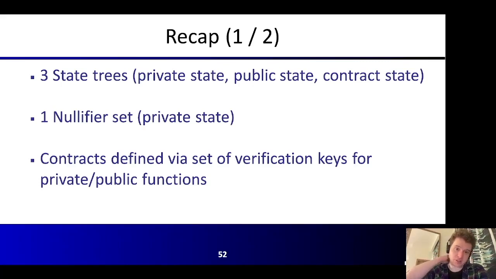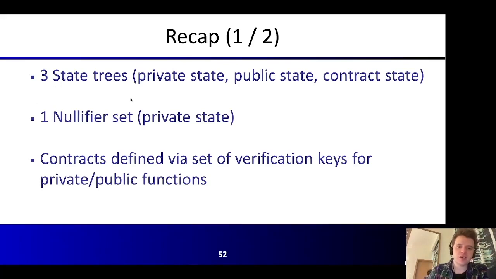So to start with, to recap the data structures that are represented in this layer 2, we're going to have a state tree for private state, a state tree for public state, and a state tree for contract state. The public state is going to be an account-based Merkle-Patricia tree. The private state is an append-only Merkle tree.